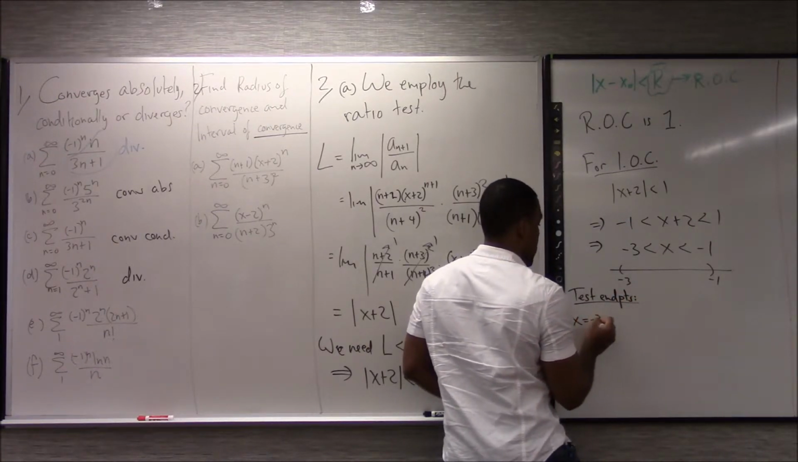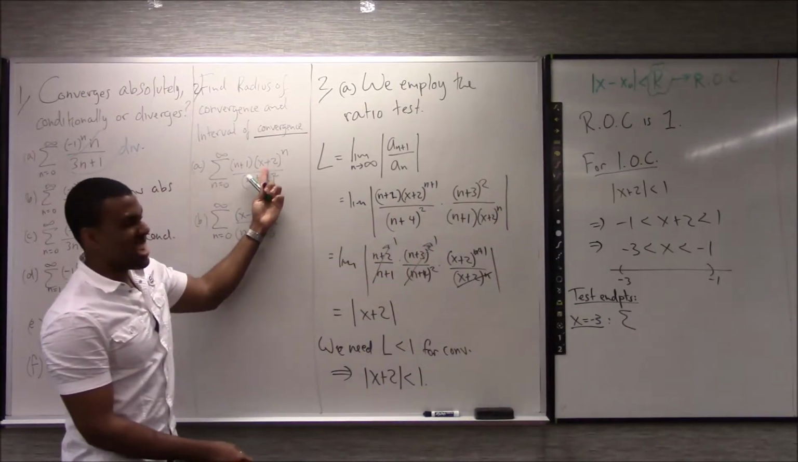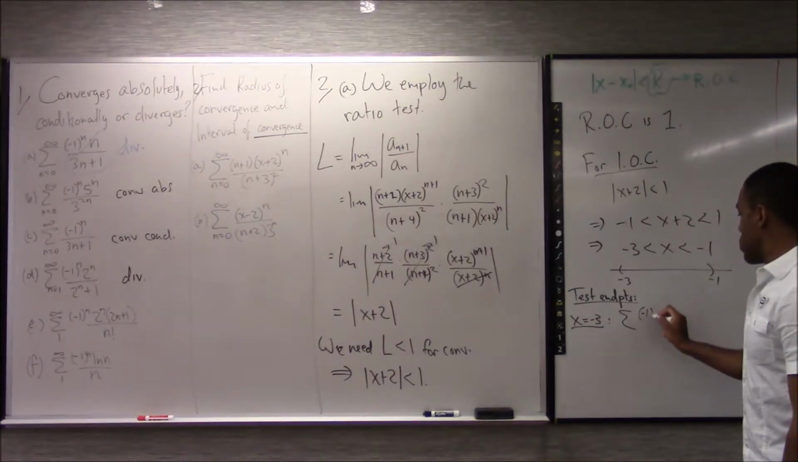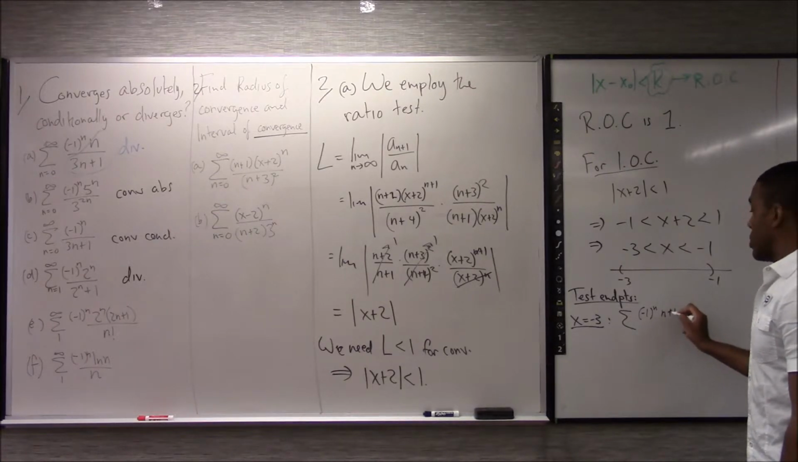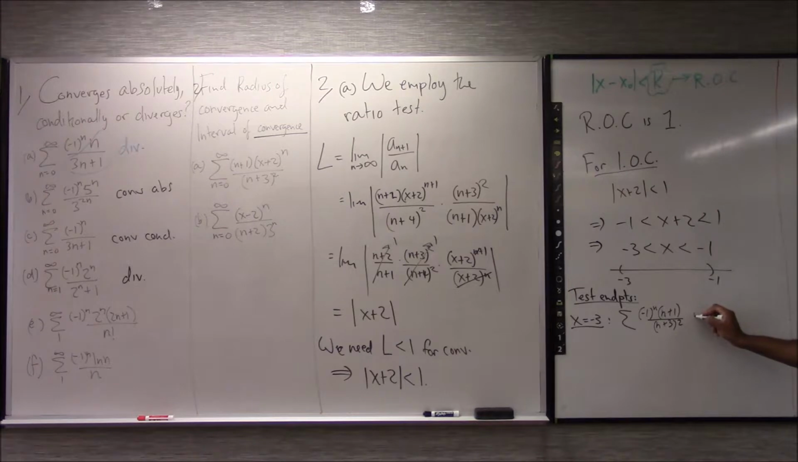So if your x is equal to minus 3, what you do is you plug that into the original series. So we're going to go back here, plug in x equals minus 3. And so that would give us minus 1 to the n plus 1 over n plus 3 squared, which converges or diverges? Converges conditionally by the alternating series test.